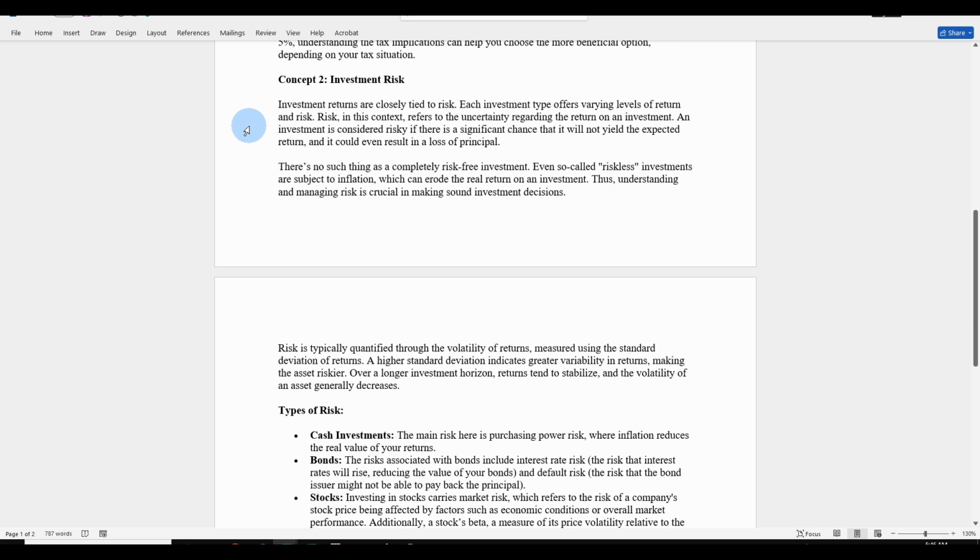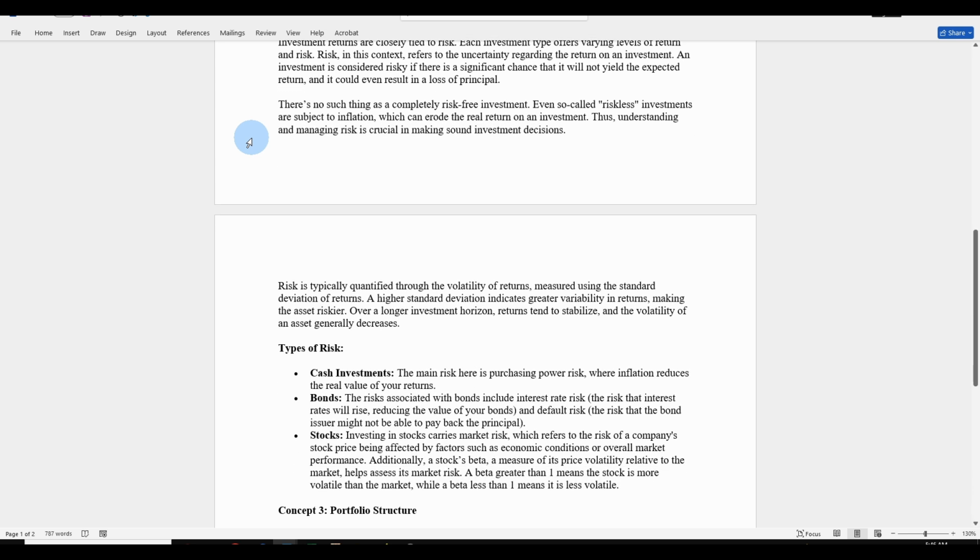Investment risk. Investment returns are closely tied to risk. Each investment type offers varying levels of return and risk. Risk in this context refers to the uncertainty regarding return on an investment. An investment is considered risky if there is a significant chance that it will not yield the expected return, and it could even result in a loss of principal. There's no such thing as a completely risk-free investment. Even so-called riskless investments are subject to inflation, which can erode the real return on an investment. Thus, understanding and managing risk is crucial in making sound investment decisions.